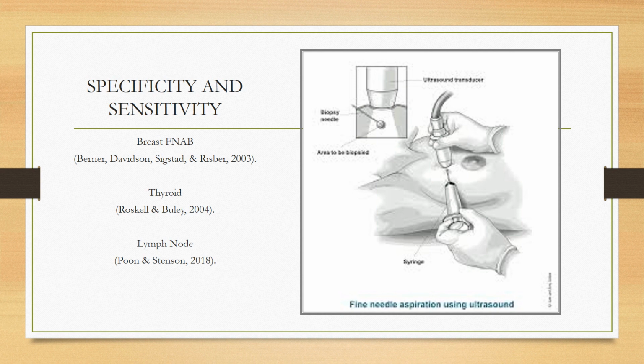So let's talk about the specificity and sensitivity. The advantage of fine needle aspiration biopsy versus a core biopsy is that it is way less invasive. A lot of times this is an outpatient procedure, and patients do not need to stay in the hospital. They do not need to undergo surgery. They can go home. They have a very small incision. But the downside of this is that it is a little bit less sensitive.